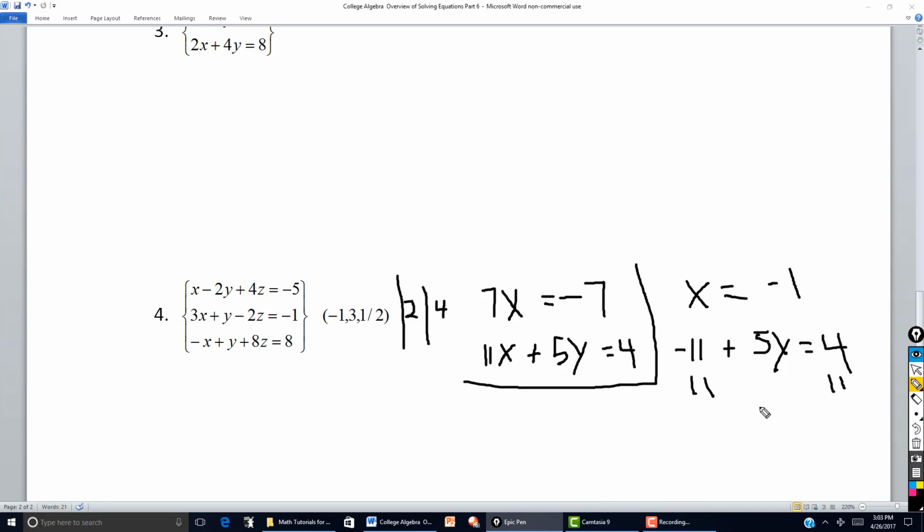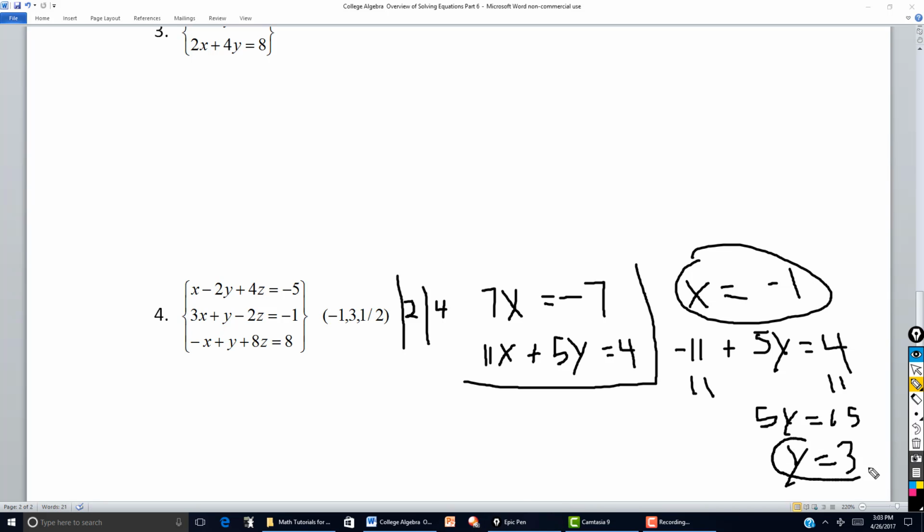Negative 11 and 11 cancel, so I get 5y is equal to 4 and 11 is 15. Divide both sides by 5. So I get y is equal to 15 divided by 5 is 3. Okay, so I get x equal to negative 1, y is equal to 3. Okay, now I need z.